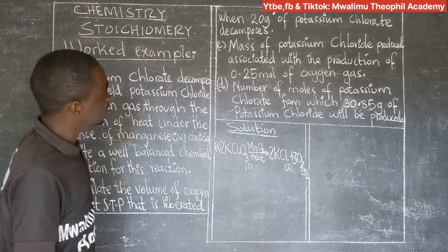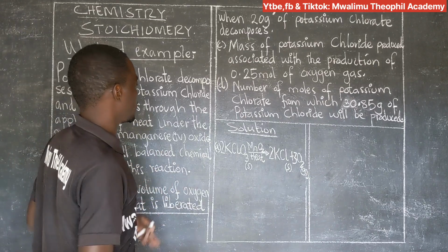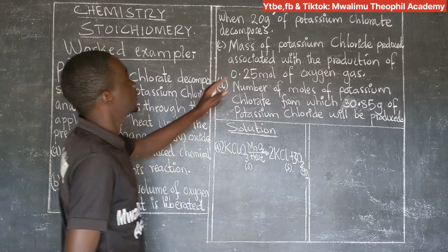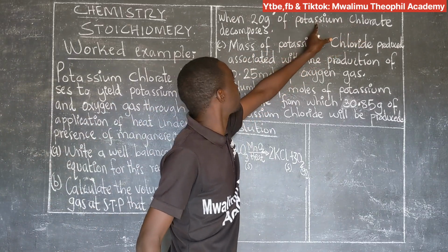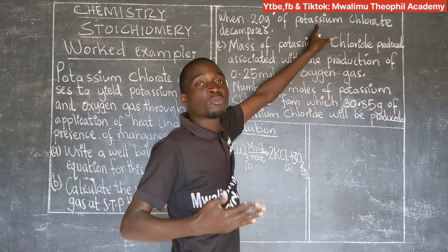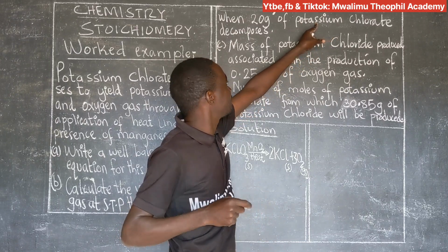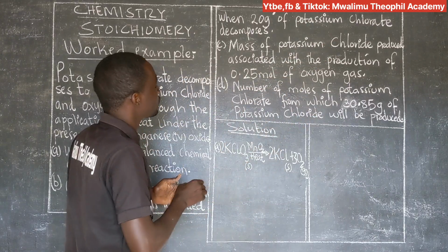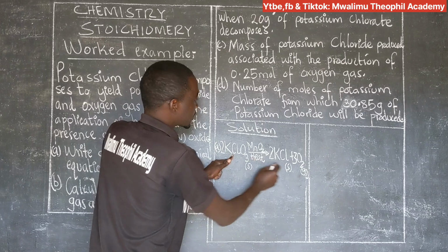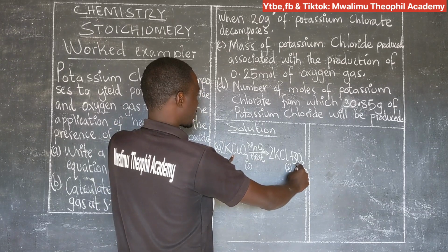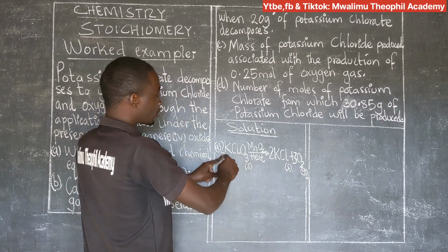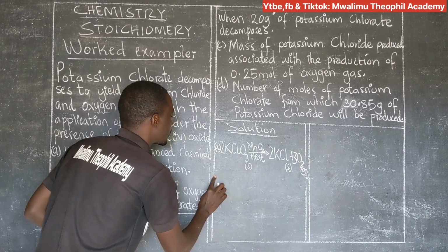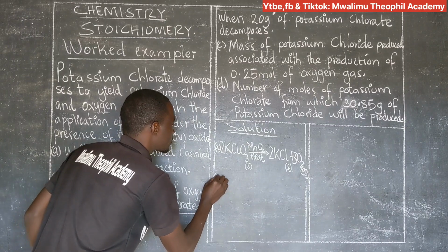From this balanced equation, the relation to be considered is the relationship between oxygen gas and potassium chlorate. You are given potassium chlorate and you are required to calculate the volume of oxygen gas which is going to be obtained when this 20 grams of potassium chlorate is decomposed. So now you have to relate potassium chlorate and oxygen gas. How do they relate in the balanced chemical equation? We find that 2 moles of potassium chlorate is equivalent to 3 moles of oxygen gas. So let's see the solution for this.